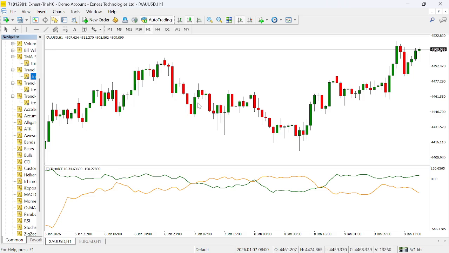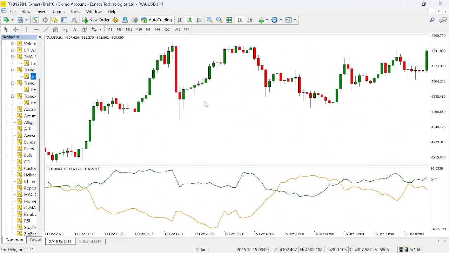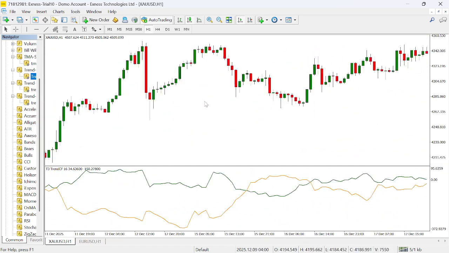And both lines cannot be positive at the same time, since uptrends and downtrends cannot occur simultaneously, though both can be negative, signaling consolidation or the absence of a trend.